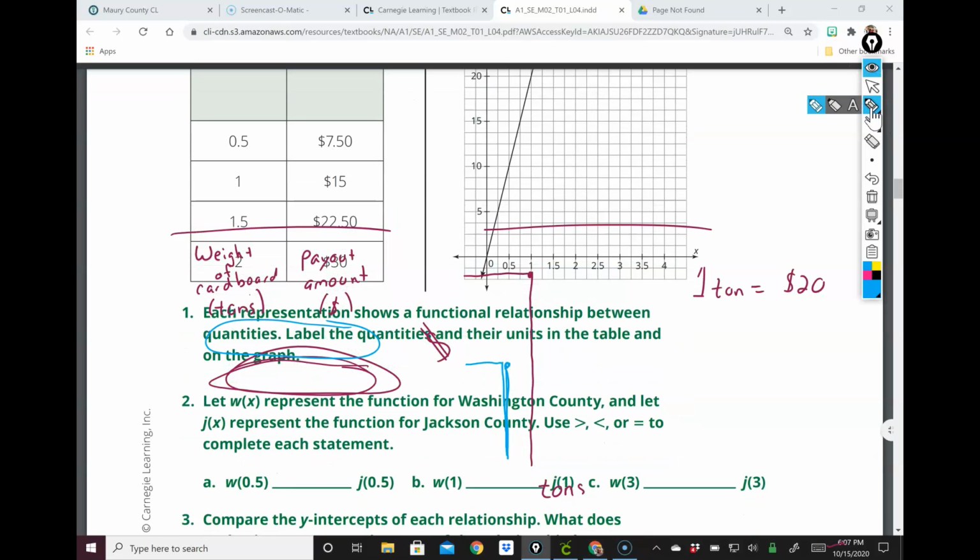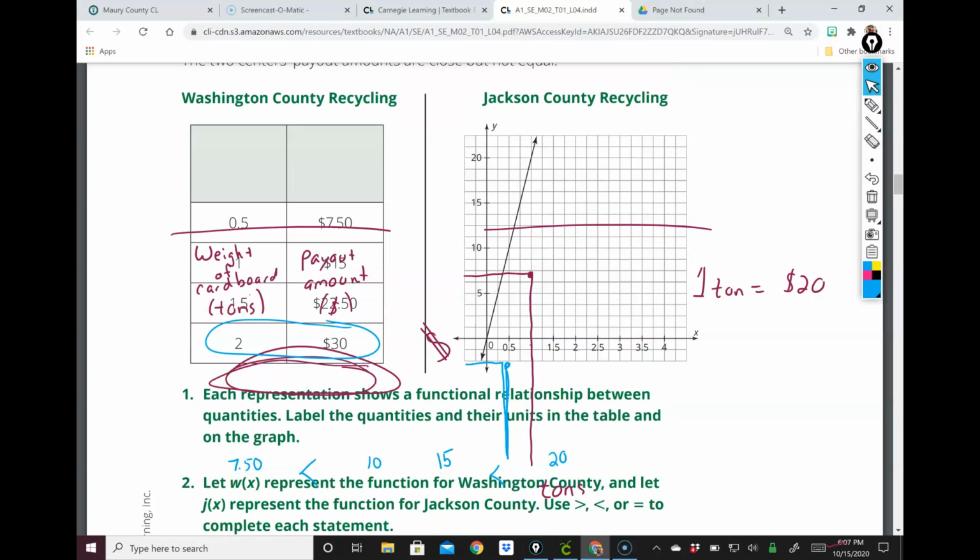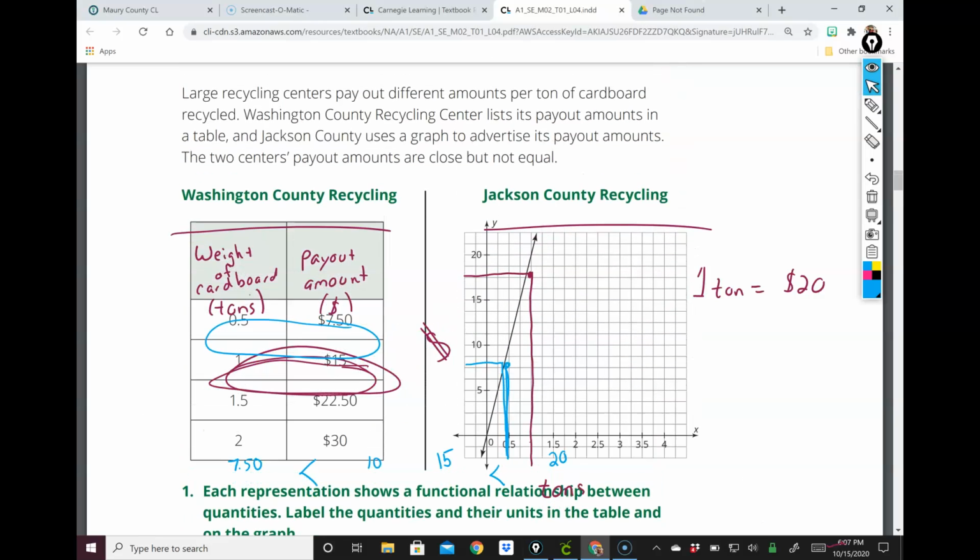So let's see, Washington County was $7.50. Jackson County was $10. So that is less than. And then for Washington County, we already looked at that was $15. And for Jackson County, that was $20. So it's still less than. And I'm going to scroll back up and look for Washington County at 3 tons.